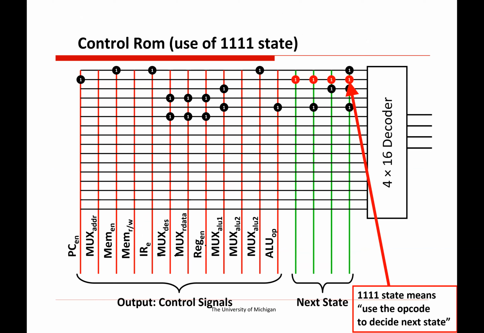Okay, so we'll replace these question marks with all ones. We know that all ones doesn't correspond to a valid state, so we'll know to interpret that as look at the opcode decoder to tell us what the next state is.